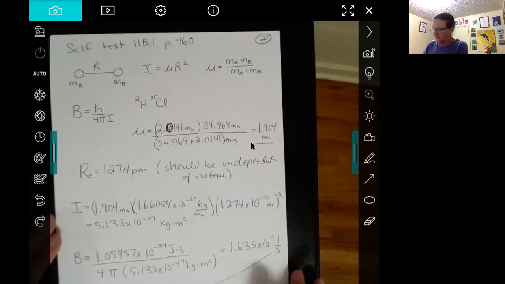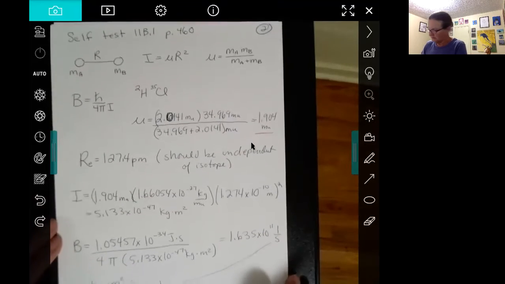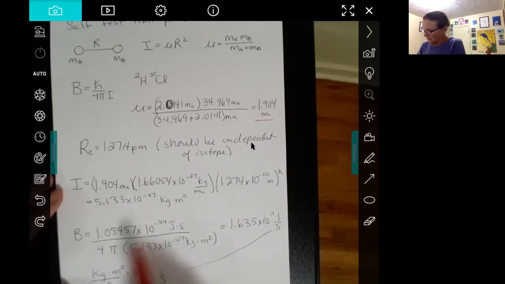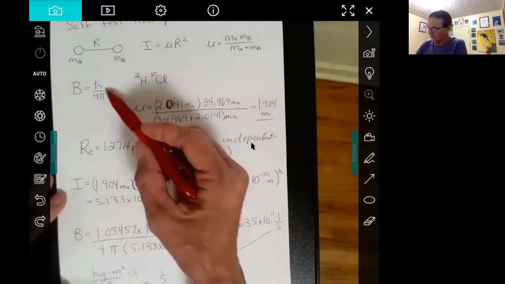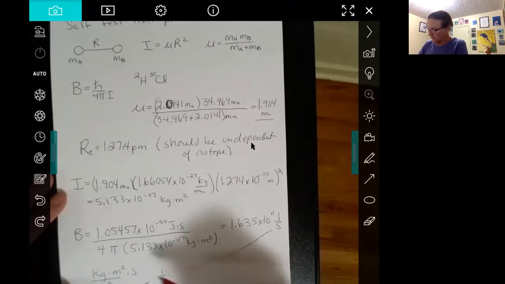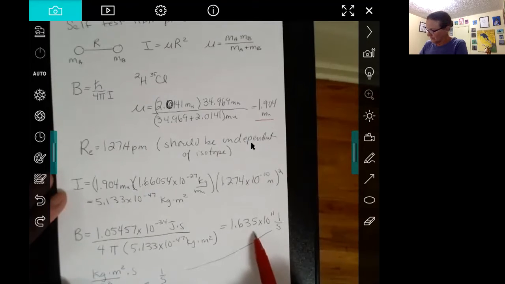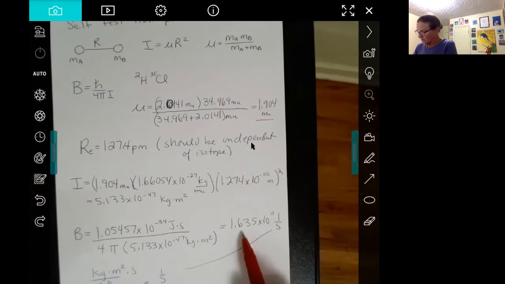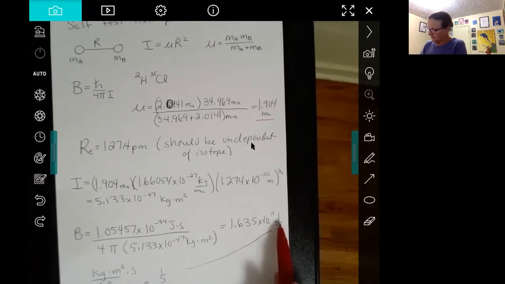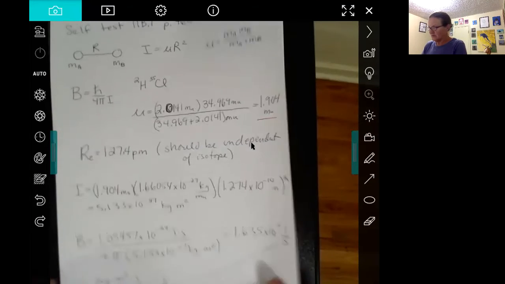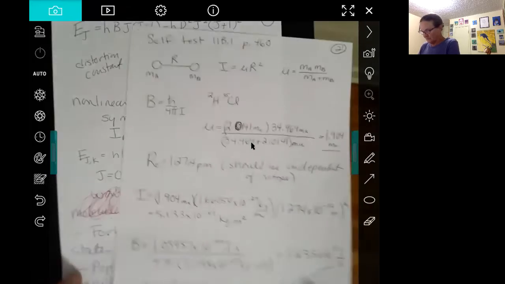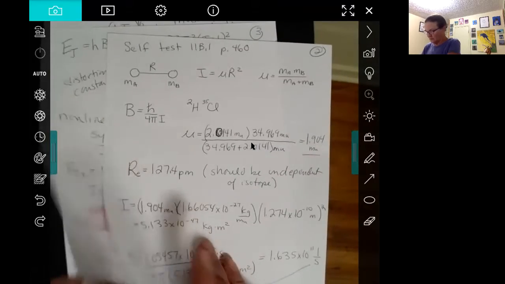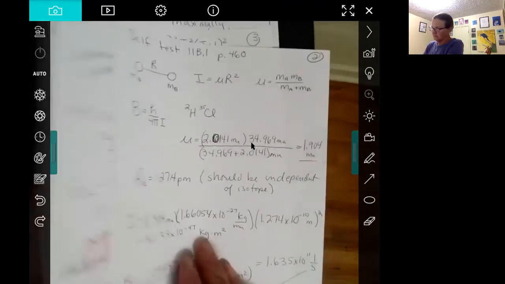We're working in units that are usually used for bulk systems. So then our B will be h bar, which you get out of the table, over 4 pi times the moment of inertia, and we end up with 1.635 times 10 to the 11th 1 over seconds. So if you look back at how that fits into the energy expression, 1 over seconds will make sense as a unit for the rotational constant.